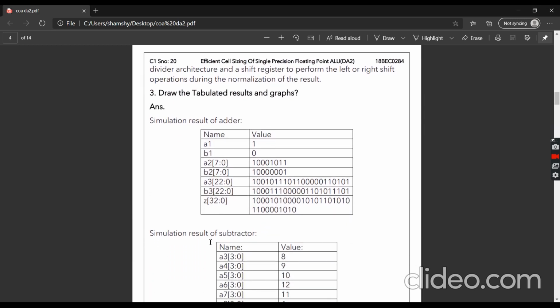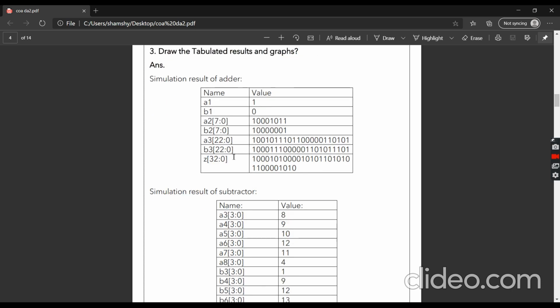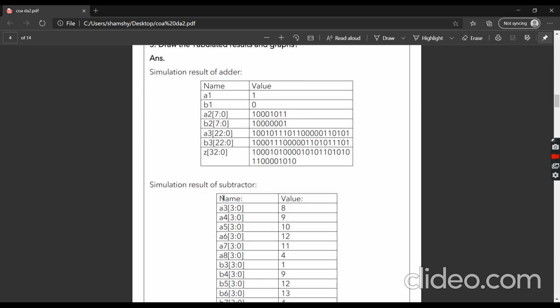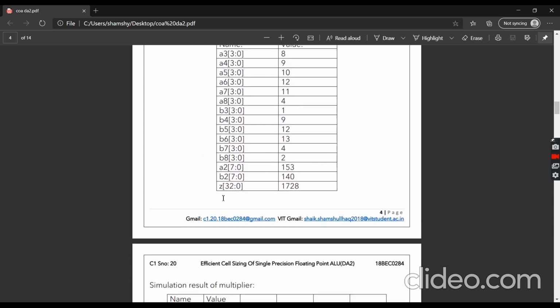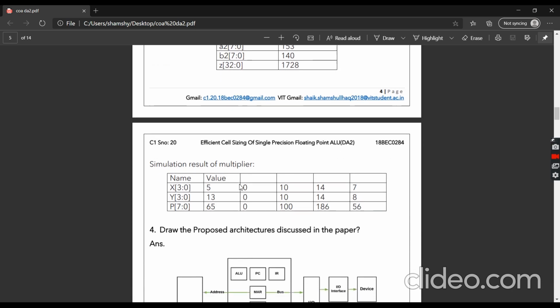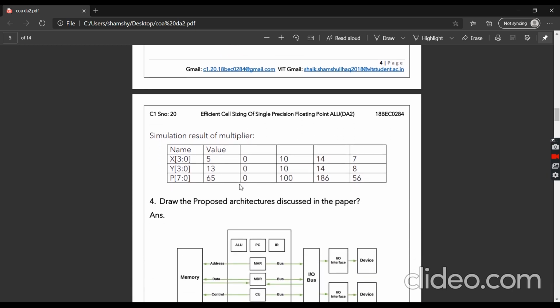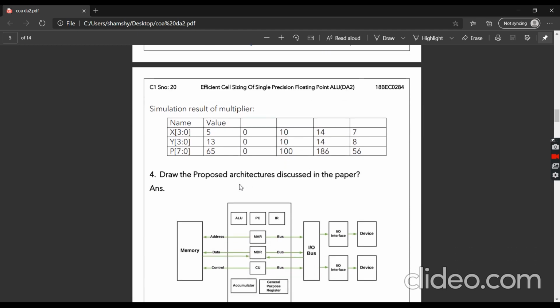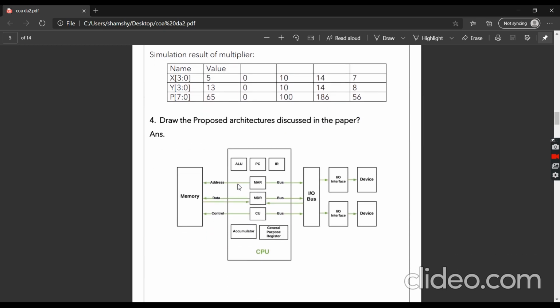The third question is to draw the tabulated results and the graphs in the selected paper. Here are the simulation results of the adder, have a look. And the results of the subtractor, and the simulation result of the multiplier. These are the basic operations done by the ALU. And here we are at the fourth question.